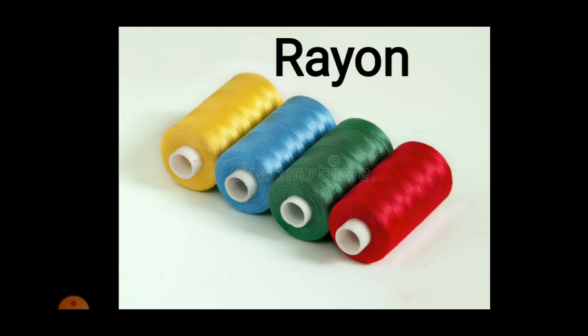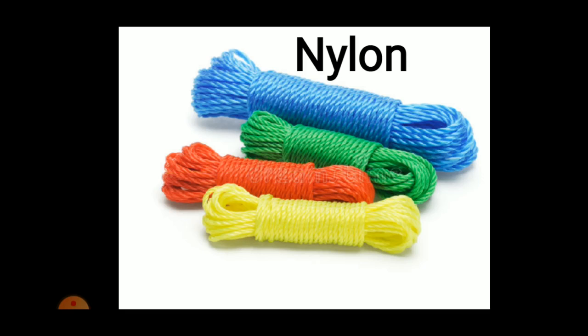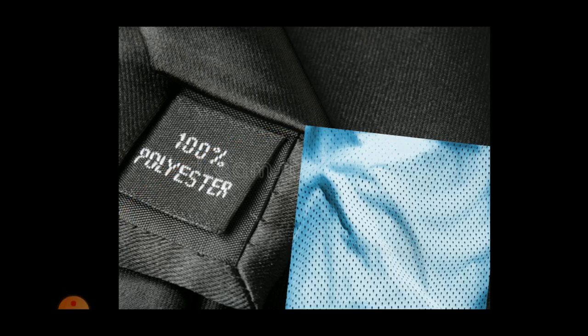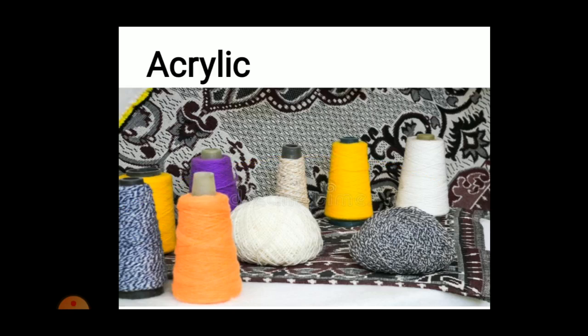First one, rayon. Rayon is used to make rope, cloth, caps, tire coats and carpets. Second one, nylon. Nylon is used to make fishing nets, ropes, parachutes, fabrics and bristles for brushes. Polyester. Polyester is used to make fabric for suits and shirts, hoses, conveyor belts, films, PET bottles and wires. Acrylic. Acrylic is used to make sweaters, shawls and blankets.